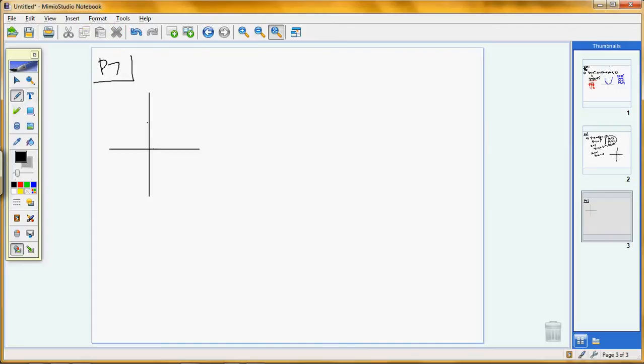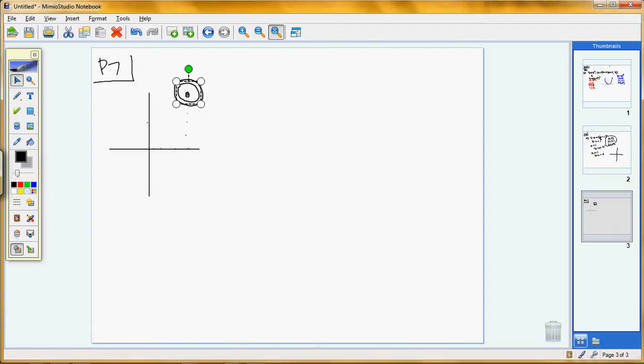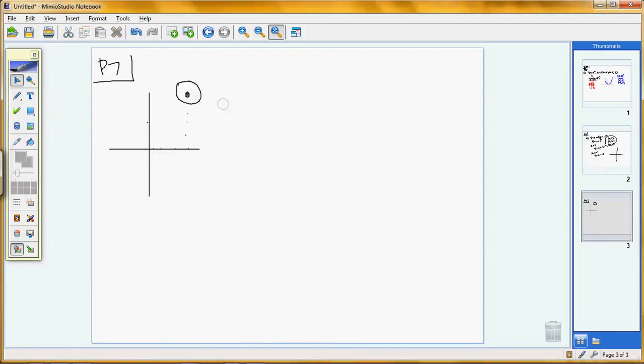Okay, so we are talking about (3, 4). So 1, well, let's make it a little bigger. 1, 2, 3, 1, 2, 3, 4. So this is the point (3, 4). And we are talking about a circle. Let's see how smart this is. Can you make a circle? Okay. So that doesn't want to make a circle.